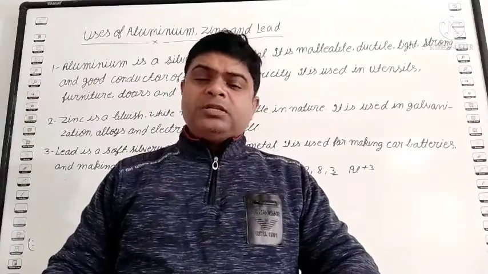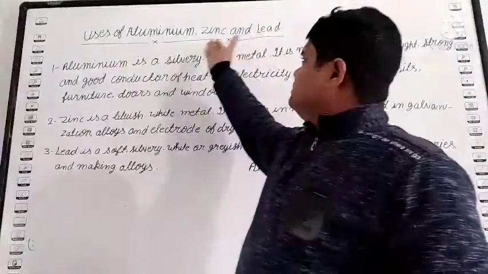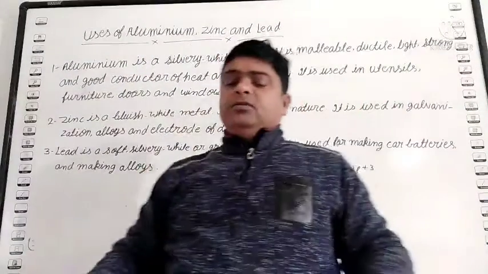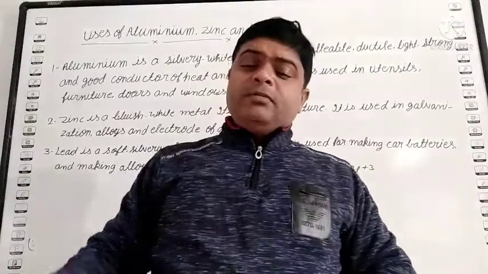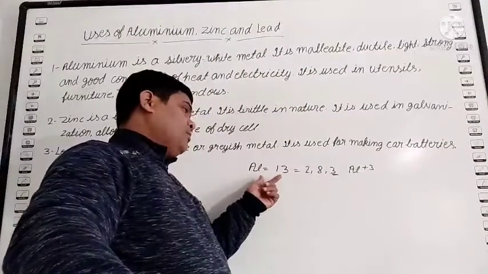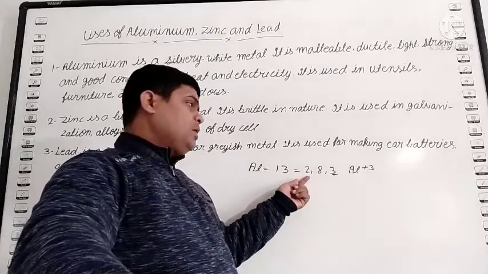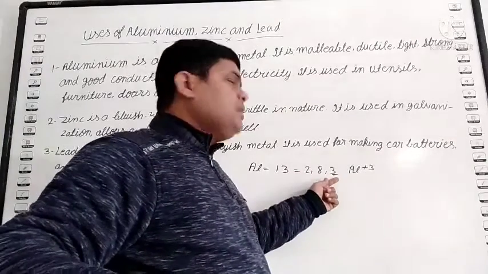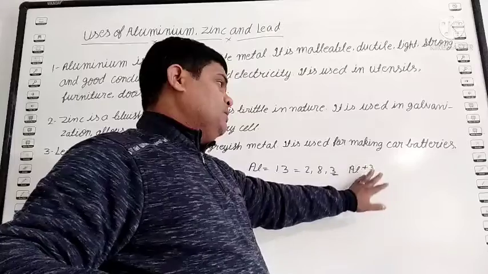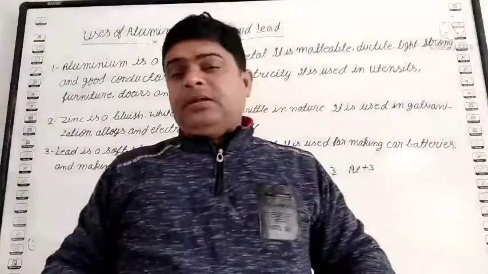Student, now I am going to teach a new topic, uses of aluminium, zinc and lead. You know student, first we discuss about the aluminium. See student, aluminium, symbol Al, atomic number 13. Configuration means first shell contains 2 electrons, second 8 and third contains 3. Aluminium plus 3 means it contains plus 3 charge, means aluminium is a metal.